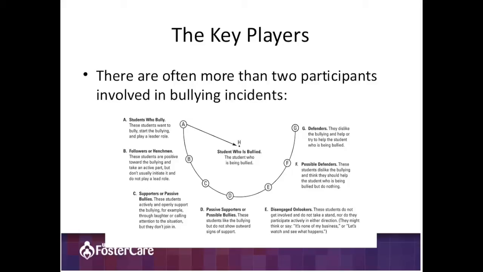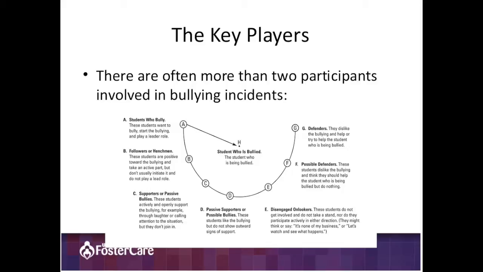So the bully might also have friends or acquaintances that fall under the category of B, which could be their followers or their henchmen. These students are positive towards the bullying, so they definitely support it and take an active part, but they don't usually initiate it and they do not play a lead role.